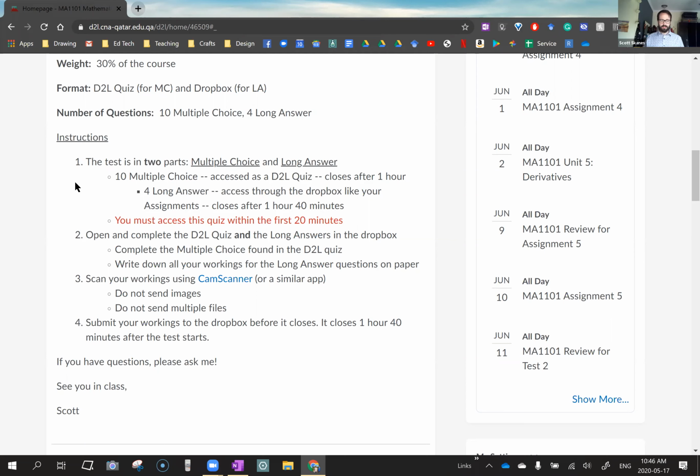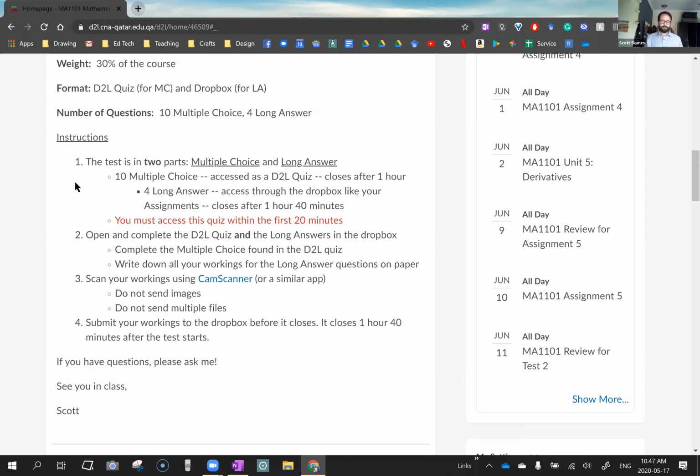So make sure that you open the multiple choice section within 20 minutes of the class time starting, because it's only open for that time. If you try to access it after 20 minutes, it's no longer open. Once you've gotten into it, it's open for an hour, okay? So as long as you go into the quiz within the first 10 or 15 minutes, you have no trouble. I just want to be clear, you have to open that multiple choice. The Dropbox will be open the entire time up until 1 hour and 40 minutes from the start, okay?